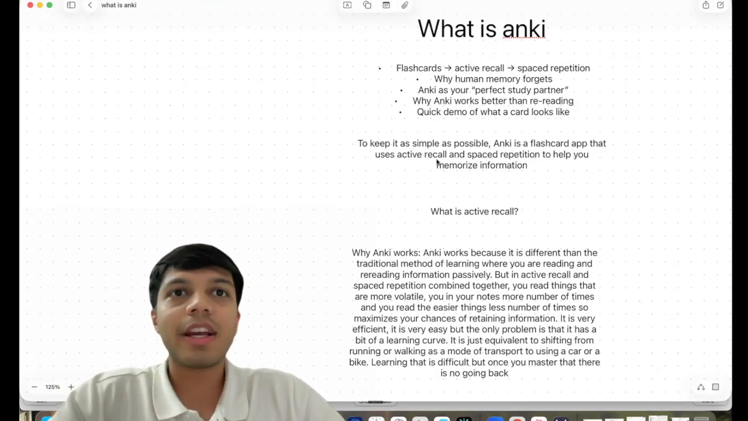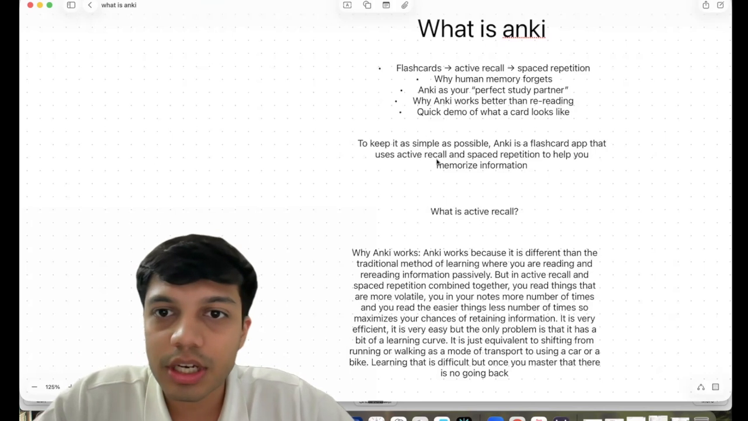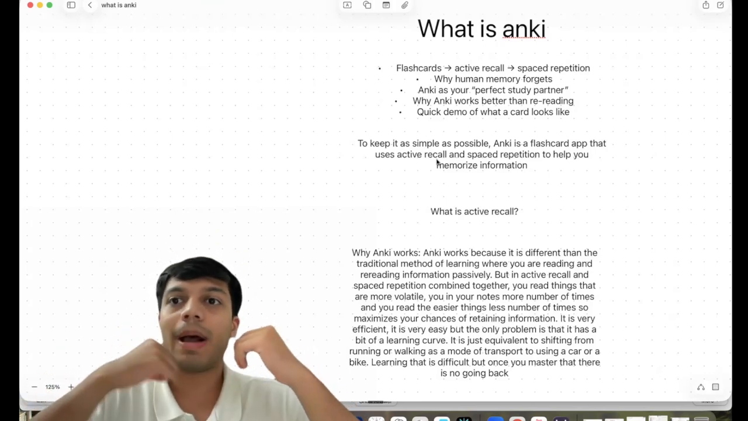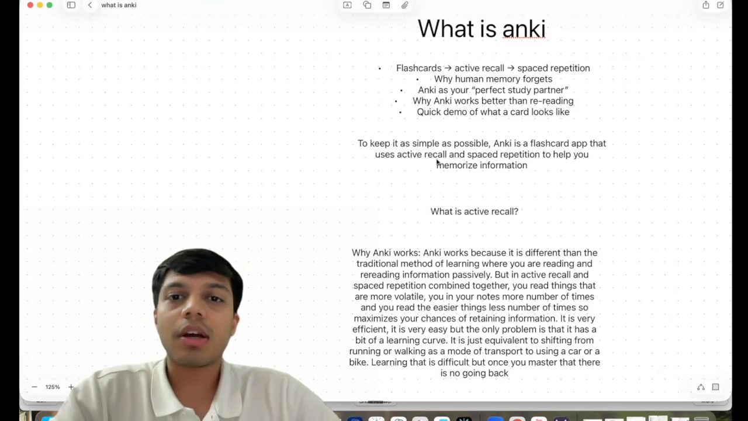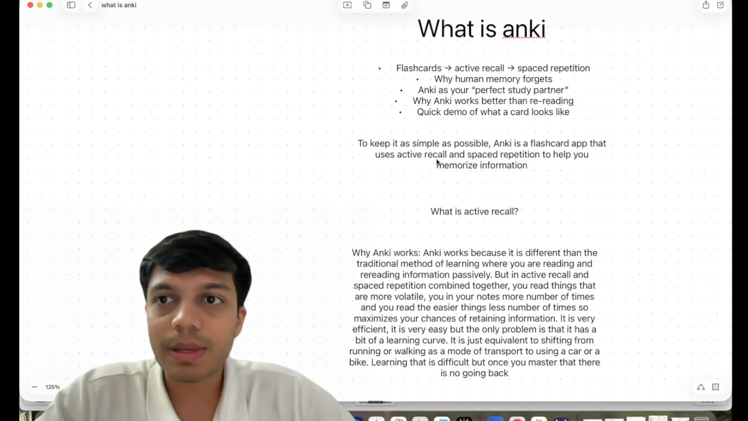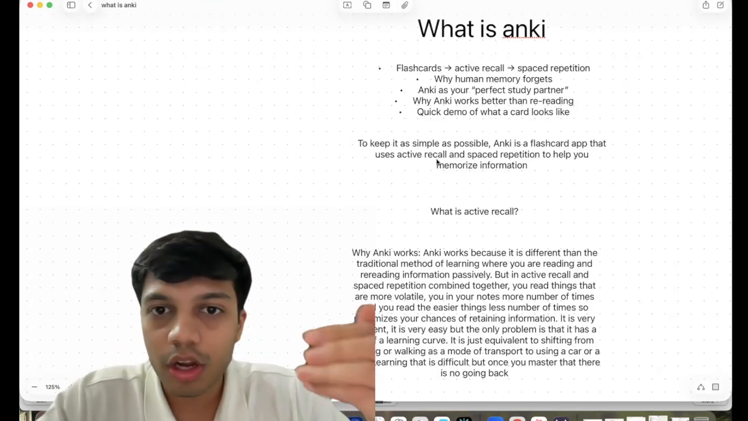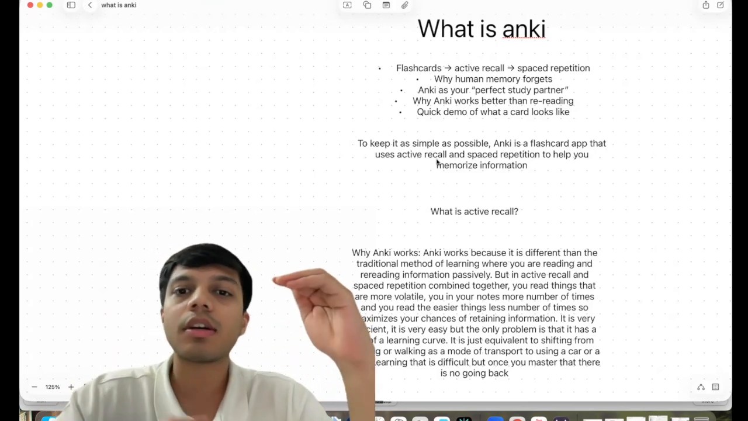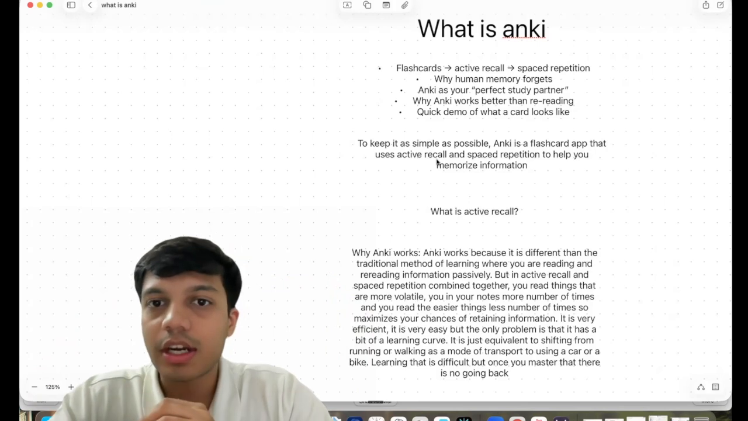There are various study techniques when it comes to studying. When you watch videos, when you read notes, those are called passive methods of studying. But using active recall is basically you trying to actively recall information, and that is considered far more superior a study method than using passive methods of study.